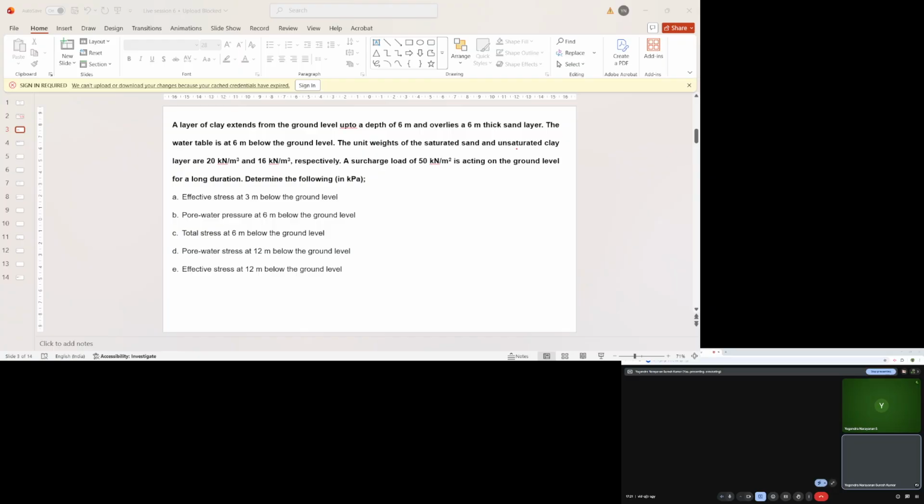This is where the ground level is. Yes, this is the surcharge.